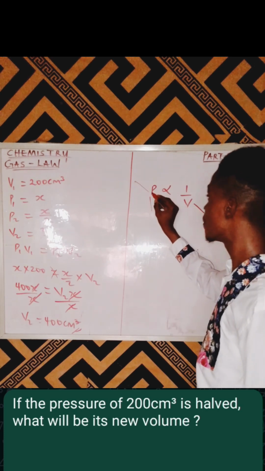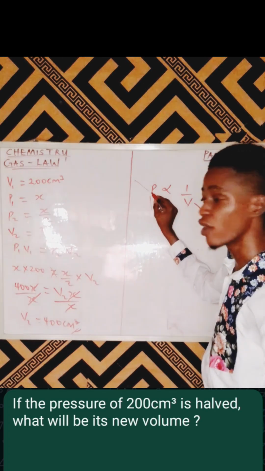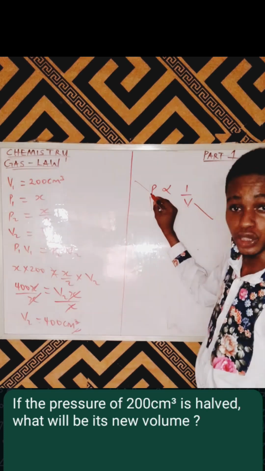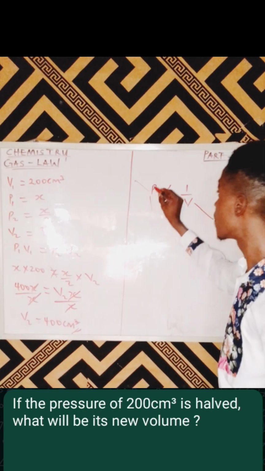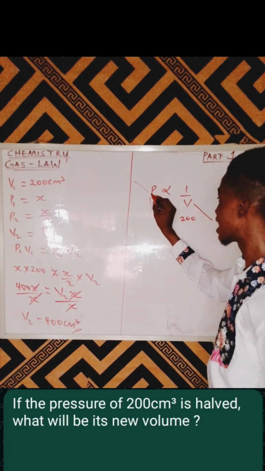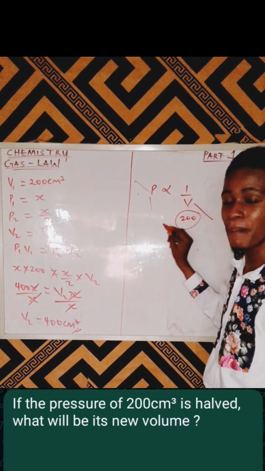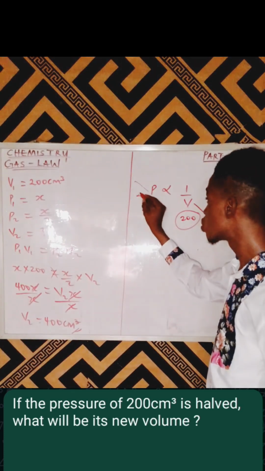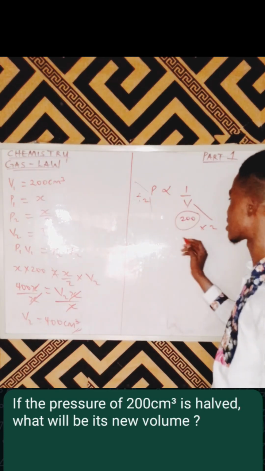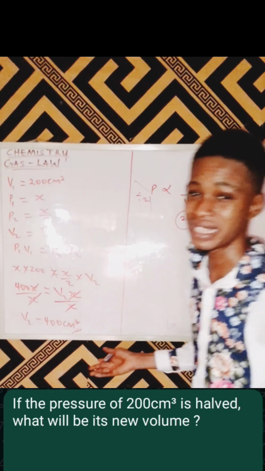So if I increase P by 2, this one will be reduced by what? 2. If I increase this one by 4, this one will be reduced by what? 4. If I increase this one by 5, this one will be reduced by what? 5. So now they told me that the pressure is halved. The volume was initially 200, and the pressure was halved. So this one will be multiplied by what? 2. To be halved means to be divided by 2. Then I'll just multiply it by 2 because the reverse is the case, because they are inverse. So the answer is what? 400 centimeter cube. You don't have to calculate. Easy peasy.